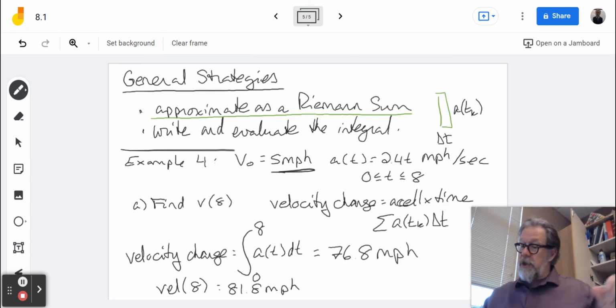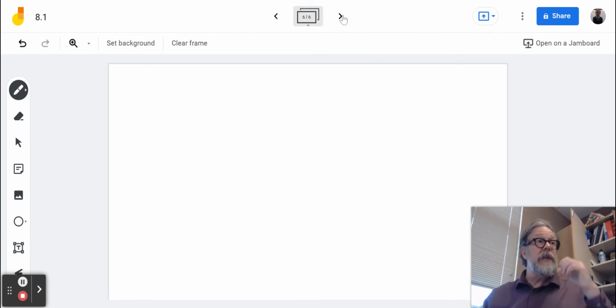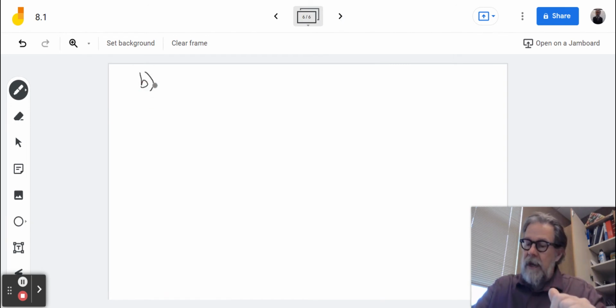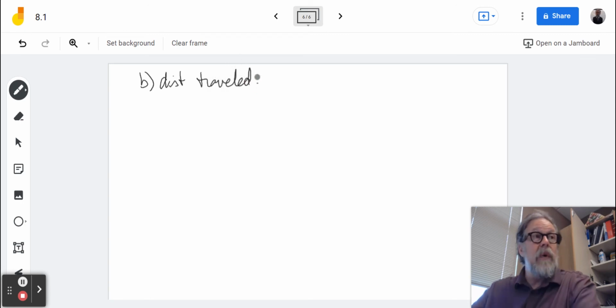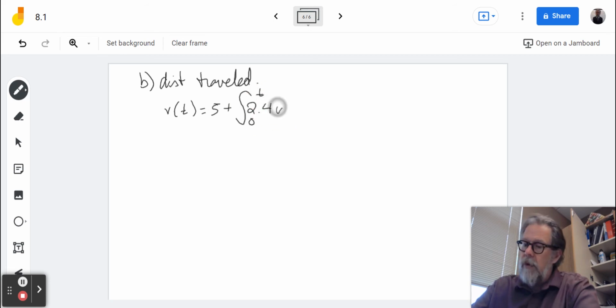What is my distance traveled for this exact same problem? So part B, distance traveled. Well, I know that my velocity function was 5 plus the integral from 0 to t of 2.4 u du.